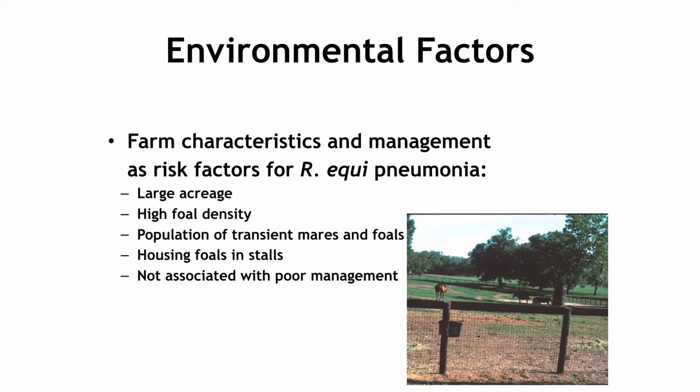So if we look at farm characteristics and management as risk factors for Rhodococcus, things that can predispose are large acreage and a high foal density, a population of transient mares and foals, housing foals in stalls, and it's important to note that it's not really associated with poor management. It's these other things that seem to be key. So the large, well-managed farms are often the ones that have the largest problems with Rhodococcus.